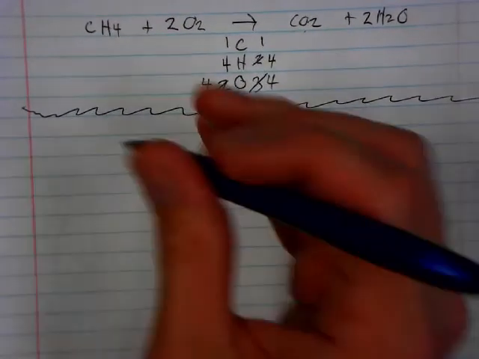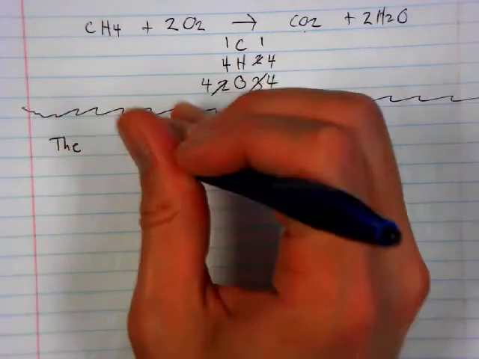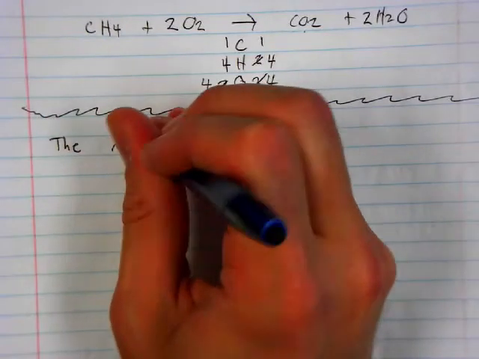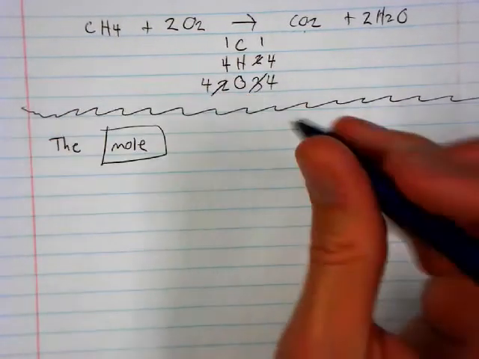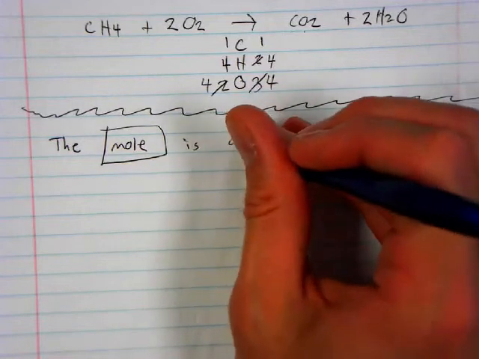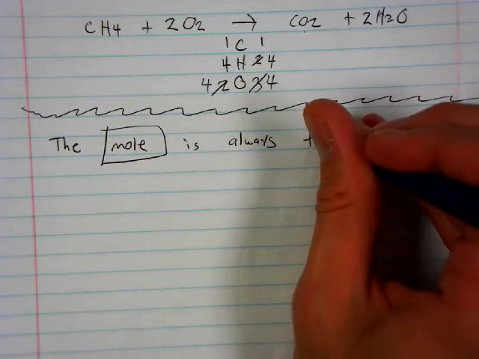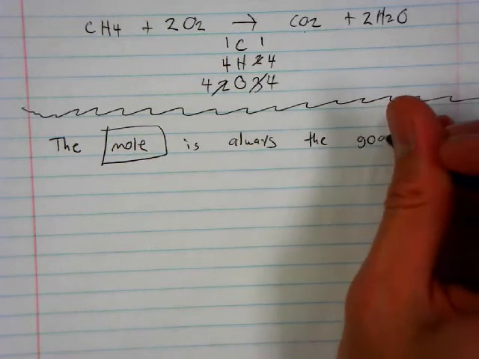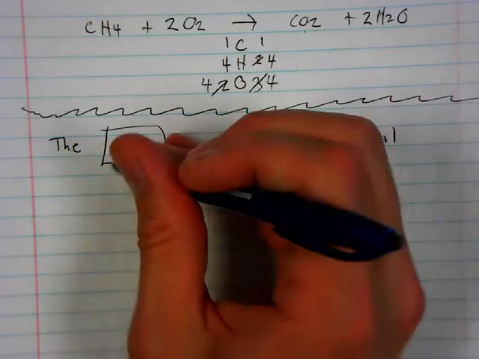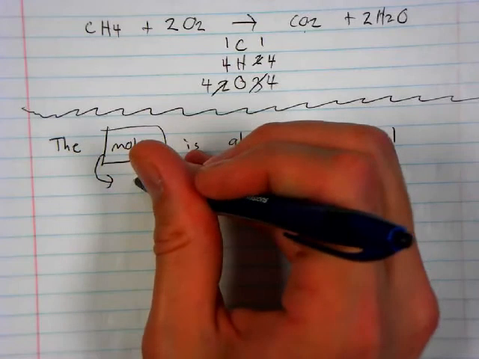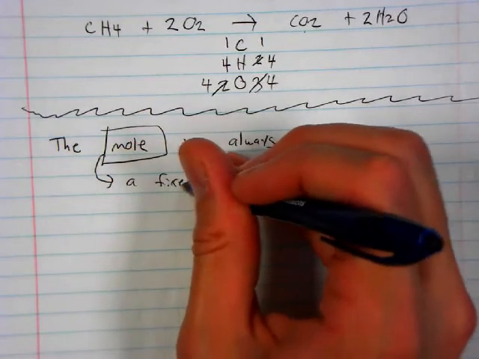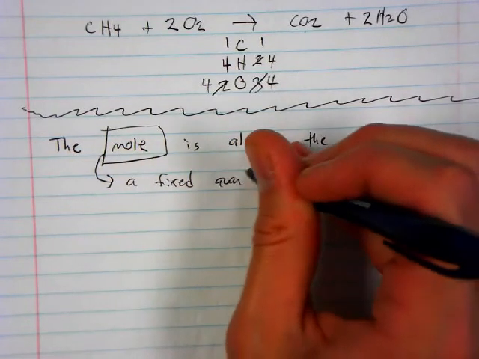Next, here comes real chemistry. In chemistry, the mole, put a box around that because it's so important, is always the goal. The mole is always the goal. So what is the mole? The mole is a fixed quantity.